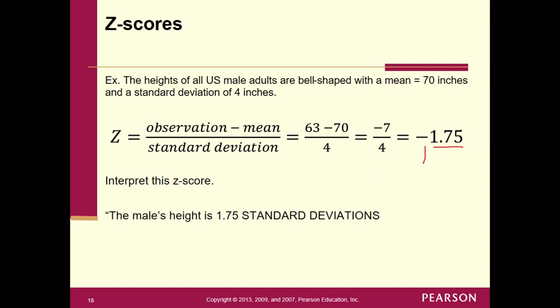And then the symbol is telling us something else. It's 1.75 standard deviations below. Below what? The value of the mean. So there's your interpretation. If this was a positive sign here instead of negative, we would have said the male's height is 1.75 standard deviations above the value of the mean, and this value right here would have had to be above 70. It would have been 77. So the interpretation is the most important thing.